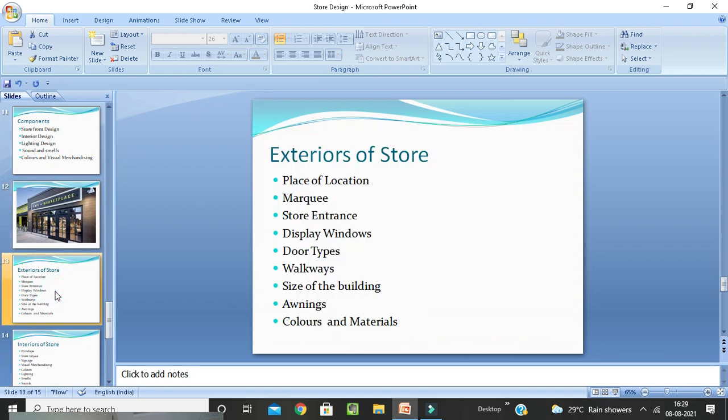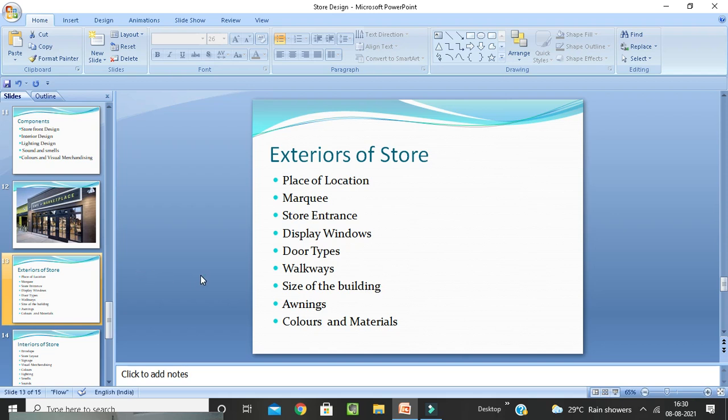Third one is store entrance. The store entrance should be designed in such a way that it encourages the customer into the store. And the major factors to consider are the size of the entrance and the flat entry surface. Then window displays. I mean display windows. The display windows are very common features among retailers dealing in garments and gift items. So this feature is very prevalent among retailers in small towns.